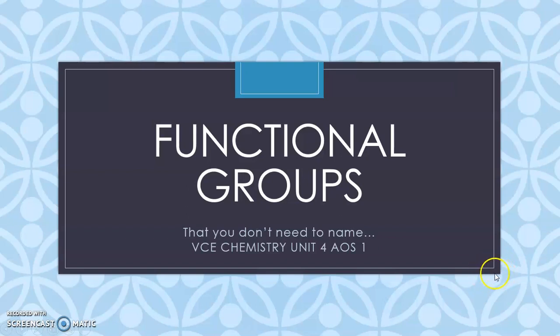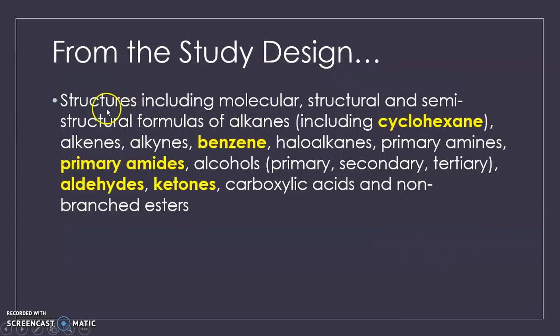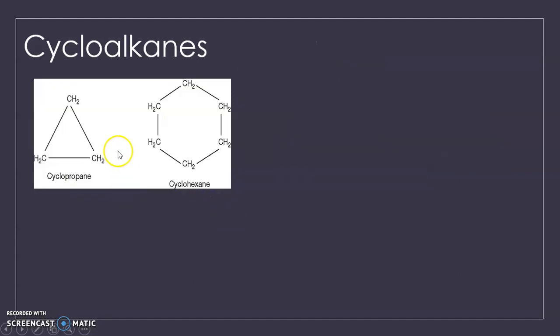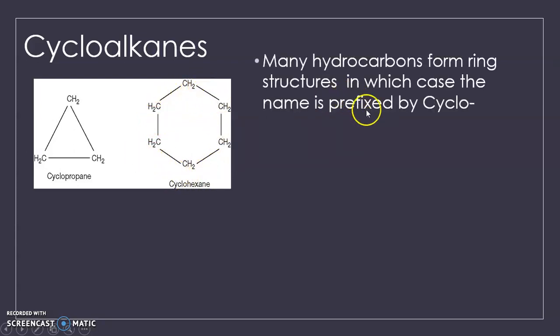VC Chemistry, Unit 4: functional groups that you don't need to name, but you do need to know the structures of. These are cyclohexane, benzene, primary amides, aldehydes, and ketones. Okay, so cycloalkanes. Namely, they are alkanes, so all saturated carbon-to-carbon single bonds, but they form a ring. Because they form a ring, in their name it's prefixed by cyclo. Not cycle, but cyclo.